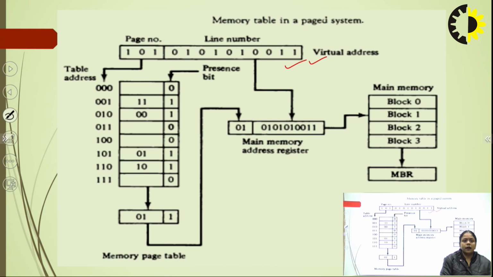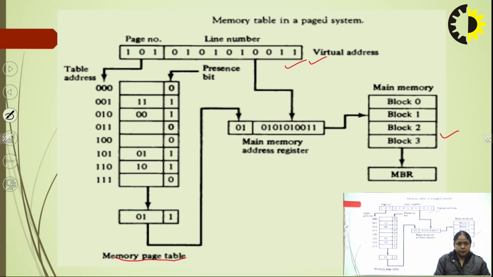Fine. Now, the mapping scheme will be there for converting this page number into a block number, because the CPU cannot directly access the auxiliary memory. The CPU will directly access the main memory only. So, we have to transfer this page into a block. So, we have to convert this virtual address into a physical address. How will we convert this virtual address into a physical address?